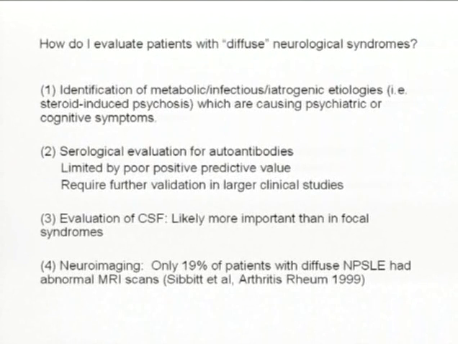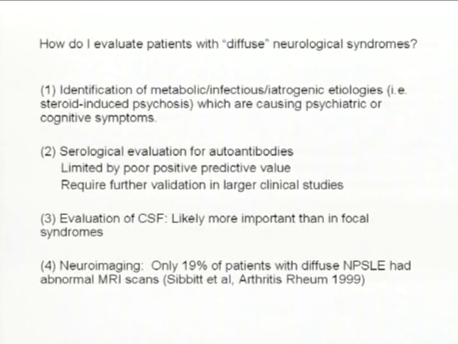Now, how do you go ahead and evaluate patients with diffuse neurological syndromes? Again, diffuse being primarily psychiatric or cognitive disease. The first step is the same as we identified before. Look hard for secondary factors. Again, uremia, infections, steroids, especially steroid-induced psychosis. These are all other entities which are secondary and which could cause psychiatric or cognitive symptoms.